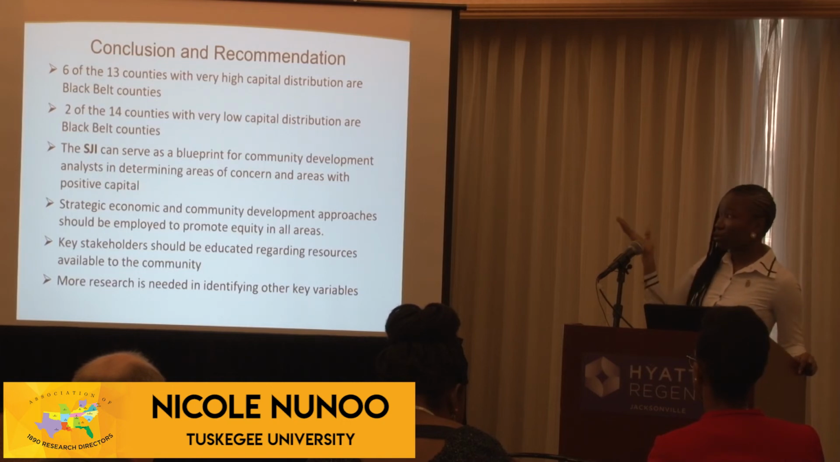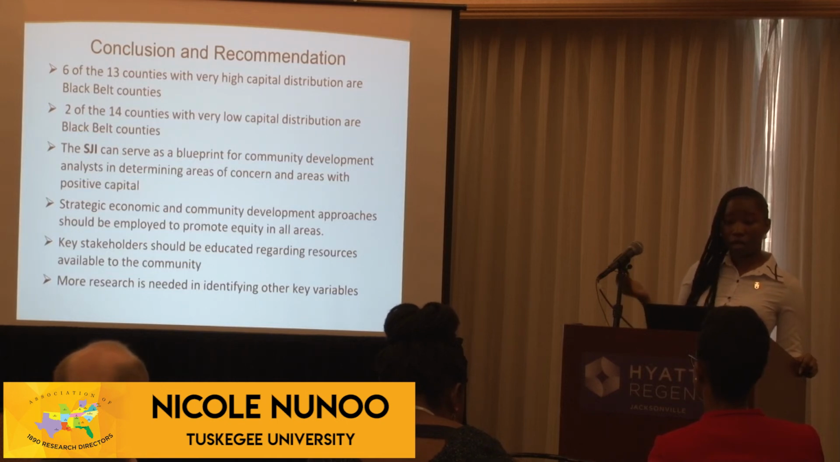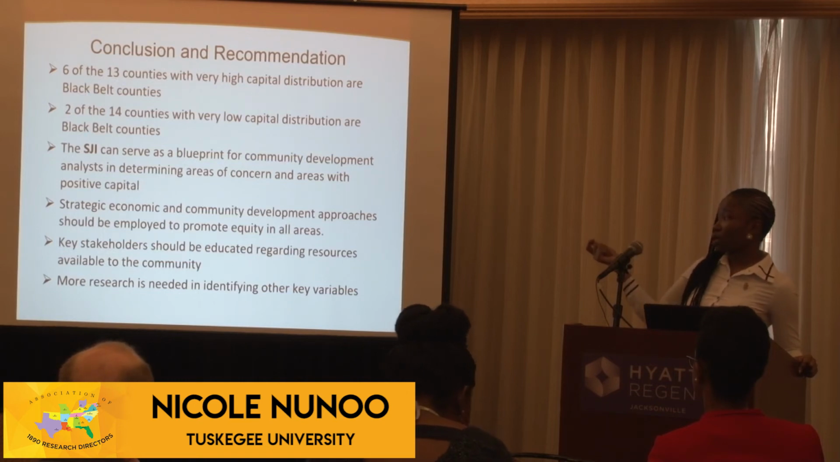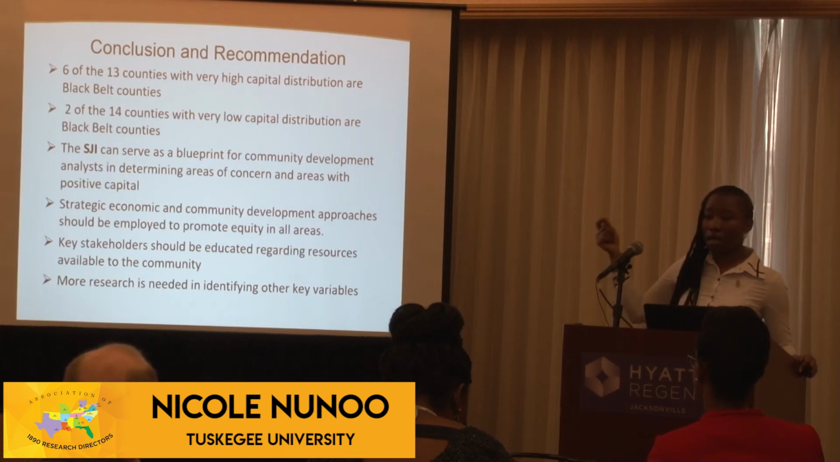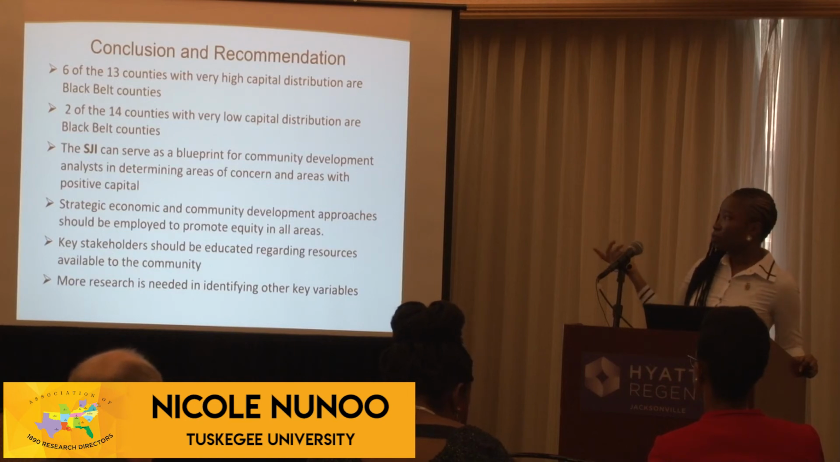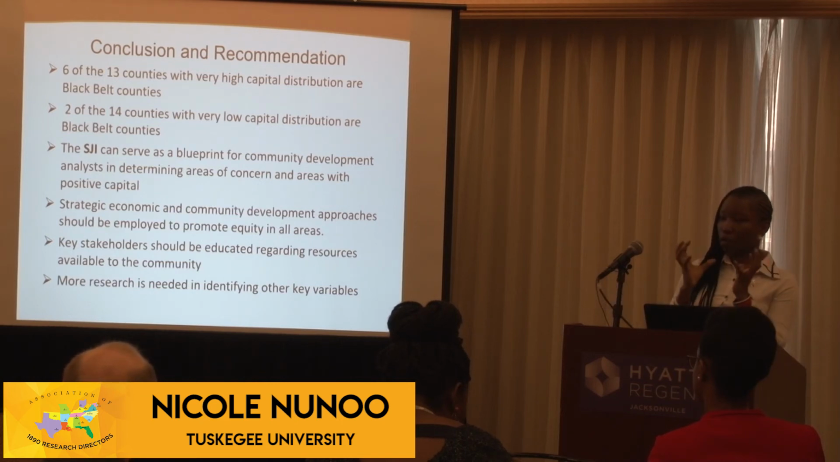Also, based on the results that we got, we determined that strategic, economic, and then community development approaches should be employed to promote equity in all of the areas. And also, major stakeholders should be educated regarding resources, because some of the stakeholders in there do not even know that some of these capitals exist in their counties. And also, we want to recommend that more research needs to be done in identifying other key variables. So for, let's say, human capital, we can add more variables to it that would be a composite of human capital and for the rest of the capitals as well.